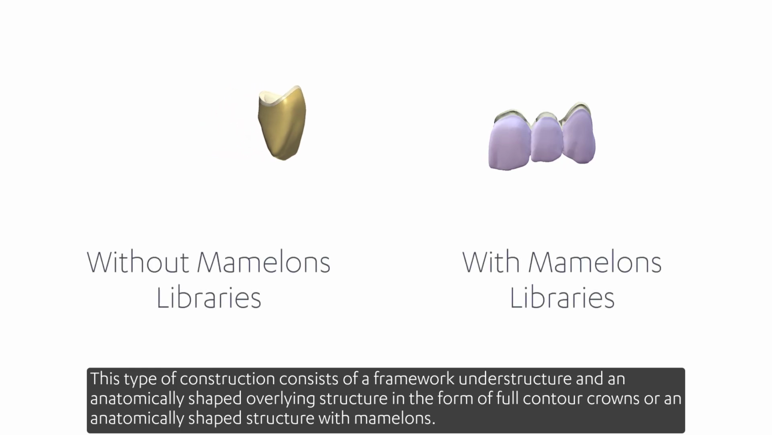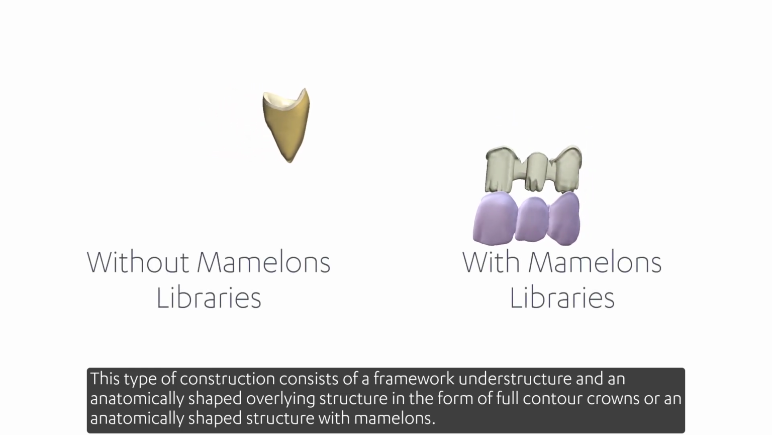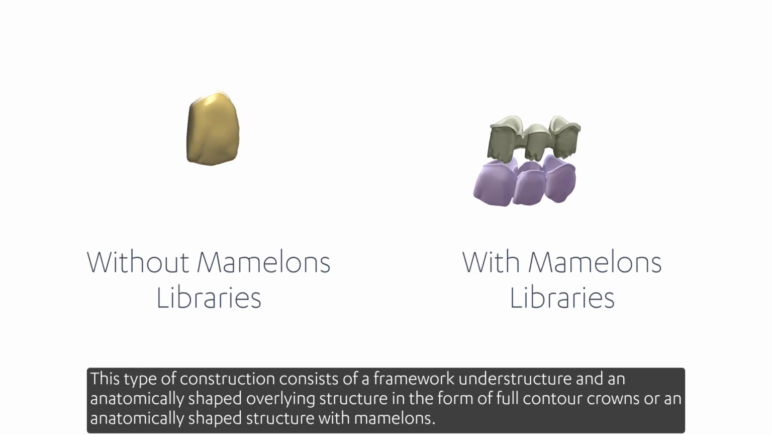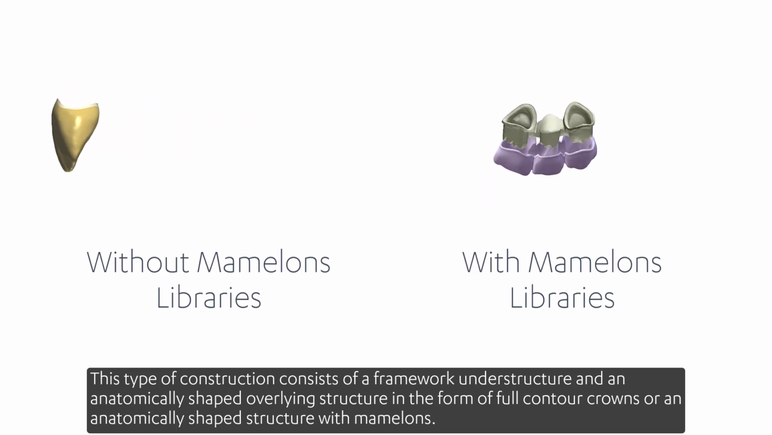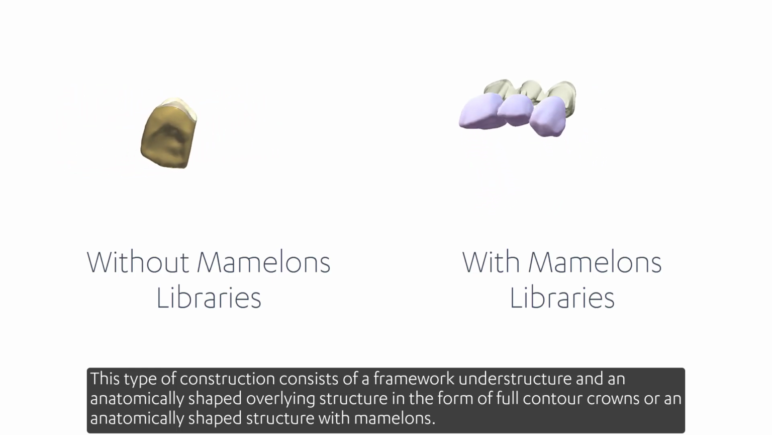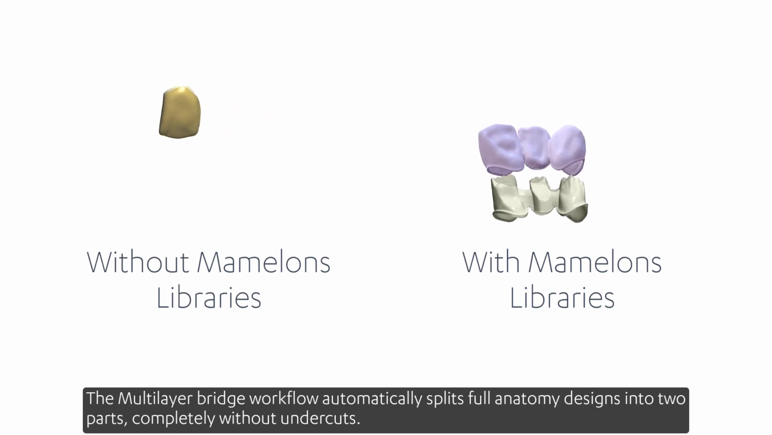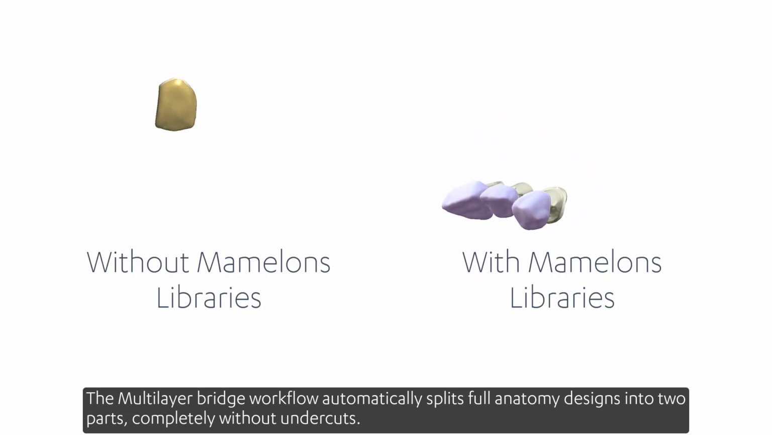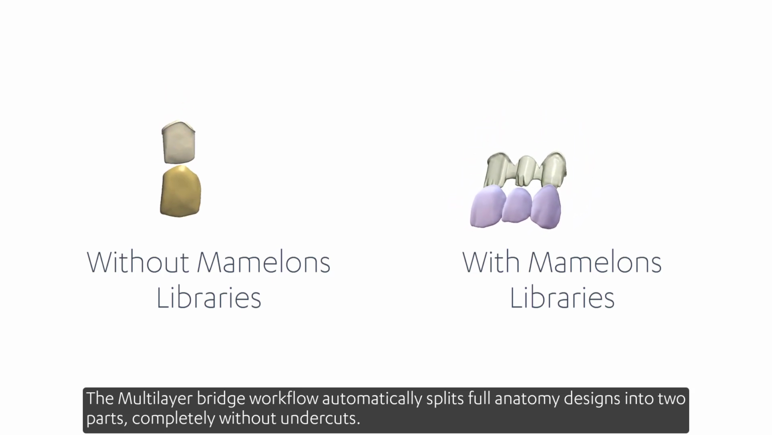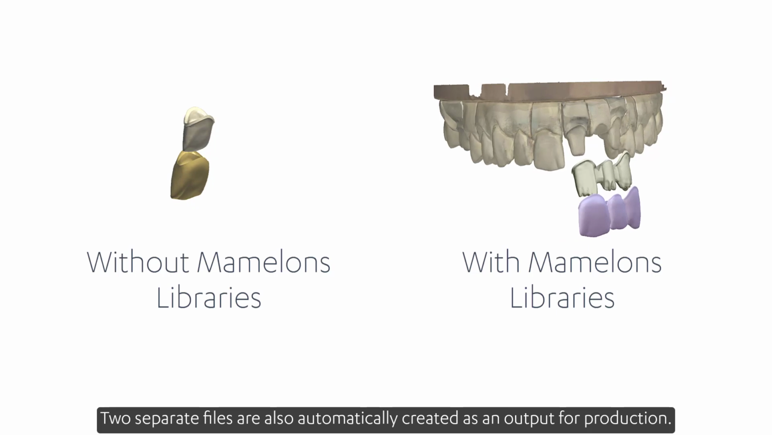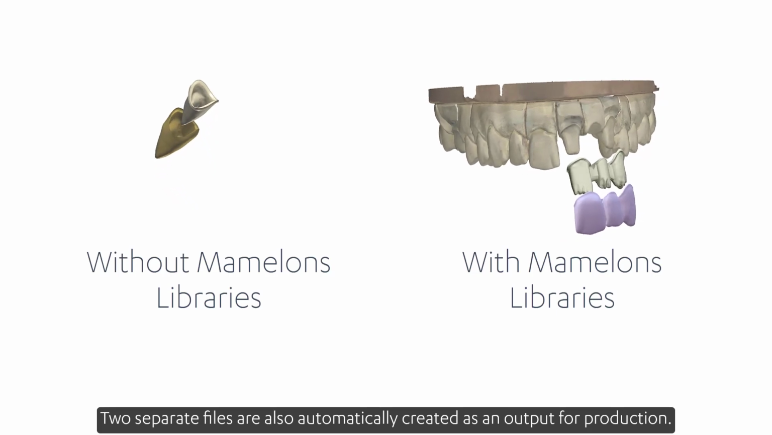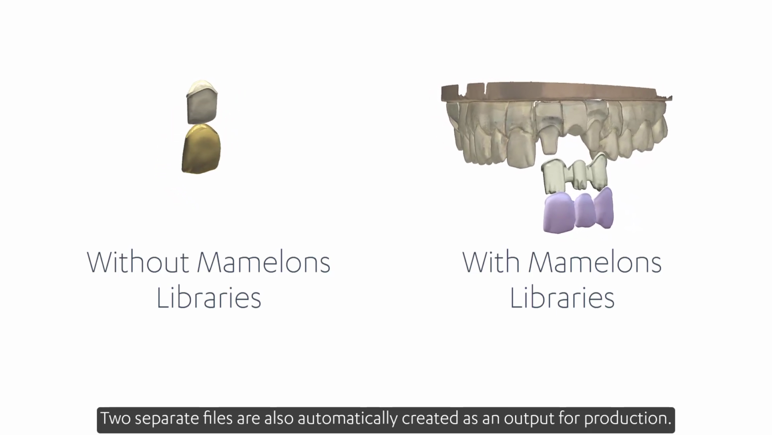This type of construction consists of a framework understructure and an anatomically shaped overlying structure in the form of full contour crowns or an anatomically shaped structure with mamellons. The multilayer bridge workflow automatically splits full anatomy designs into two parts, completely without undercuts. Two separate files are also automatically created as an output for production.